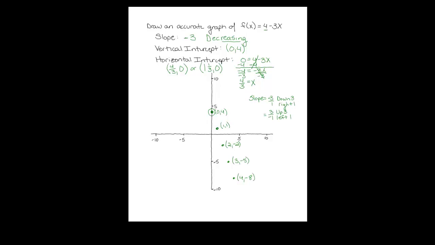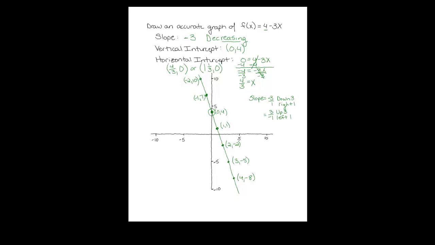All right, we could have also, from the starting point, gone up 3 and left 1. So up 3, left 1 would give us the ordered pair, let's see, negative 1, 7. Up 3, left 1 again. Now we have negative 2, 10. And all we have to do now is connect these points with a straight line. As straight a line as we can here. Connecting the dots.